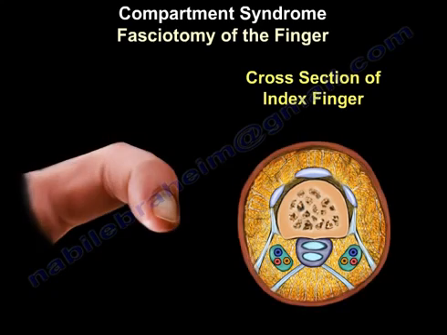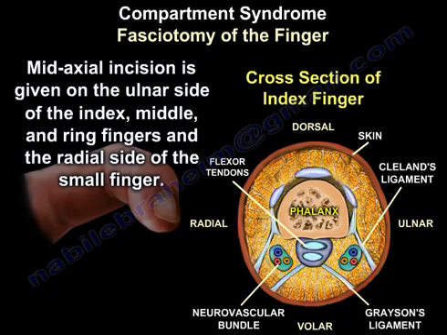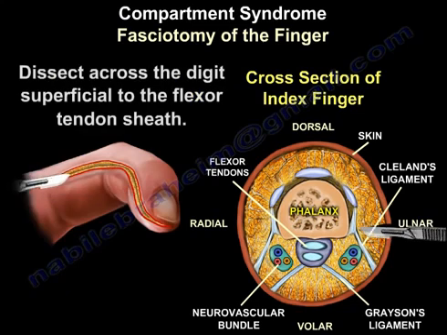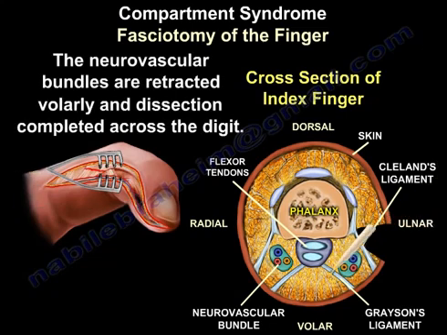Fasciotomy of the finger. A mid-axial incision is given on the ulnar side of the index, middle, and ring fingers, and the radial side of the small finger. Dissect across the digit superficial to the flexor tendon sheath. The neurovascular bundles are retracted volarly and dissection completed across the digit.